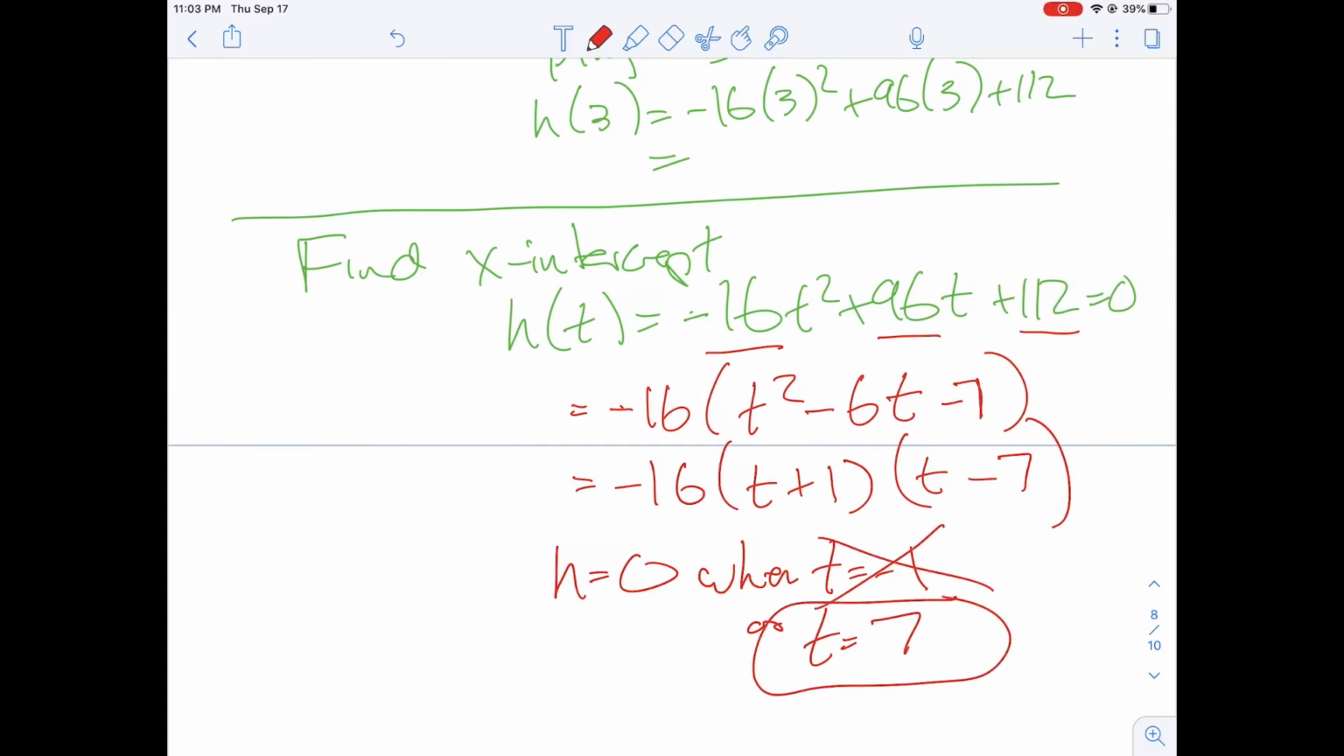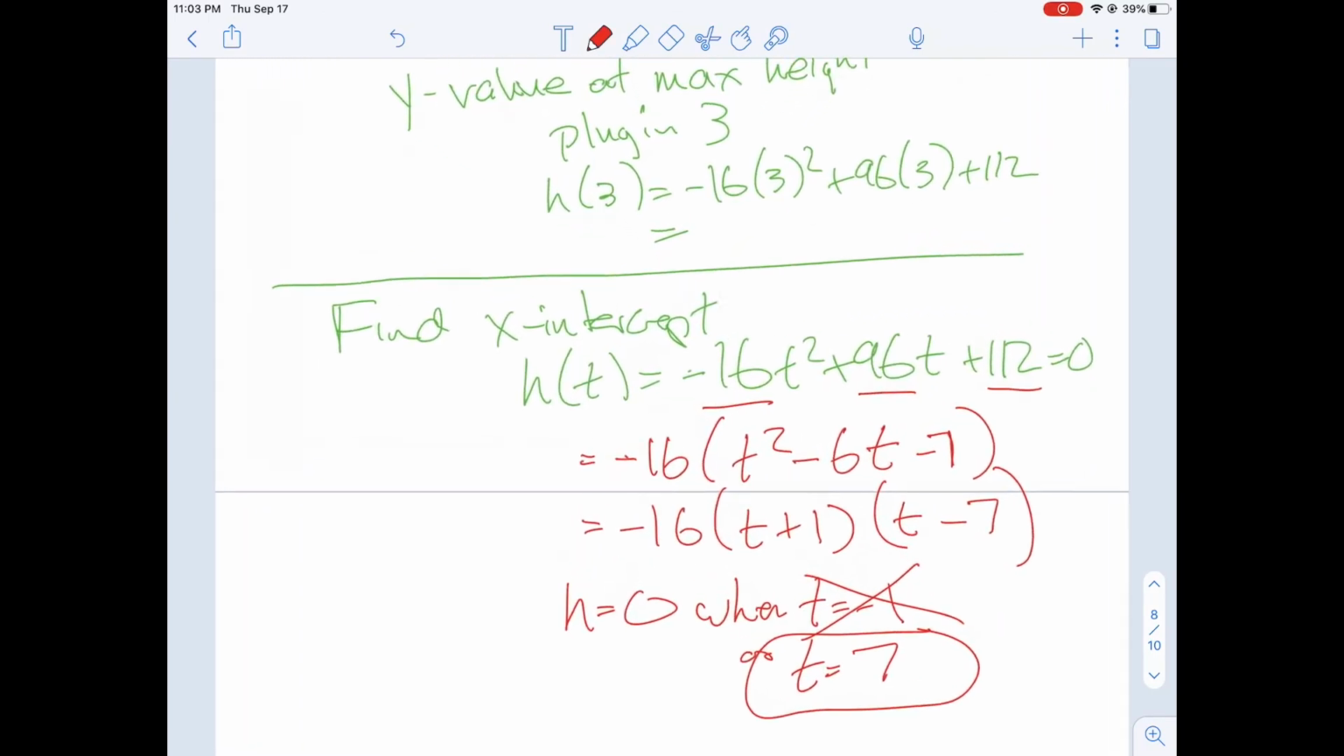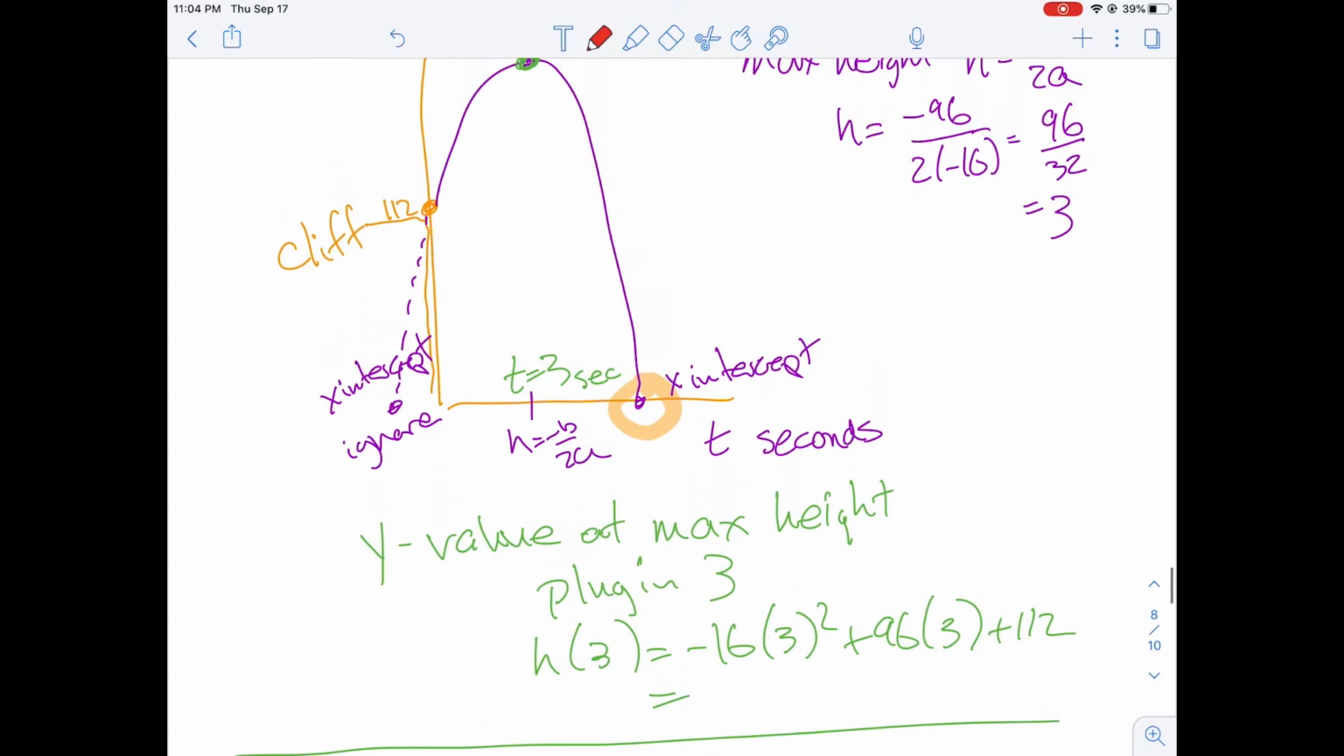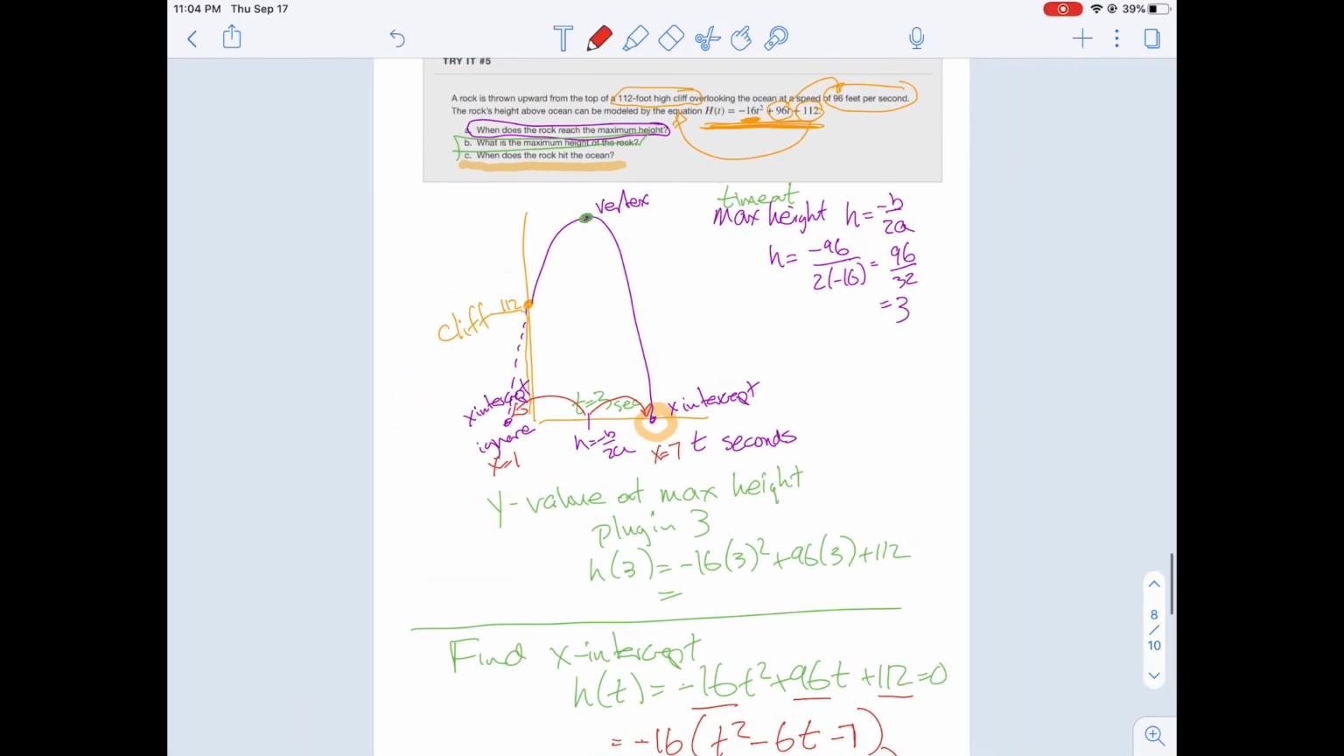And only t equals 7 is the good answer. T equals negative 1 doesn't make sense for our case because that would be before you threw it. The x equals minus 1 is symmetric with the x equals 7. So that's 4 seconds after it reached the top, and that would be 4 seconds before it reached the top. But in practical terms, that was before you threw it, so it doesn't count. But it still maintains that symmetry.